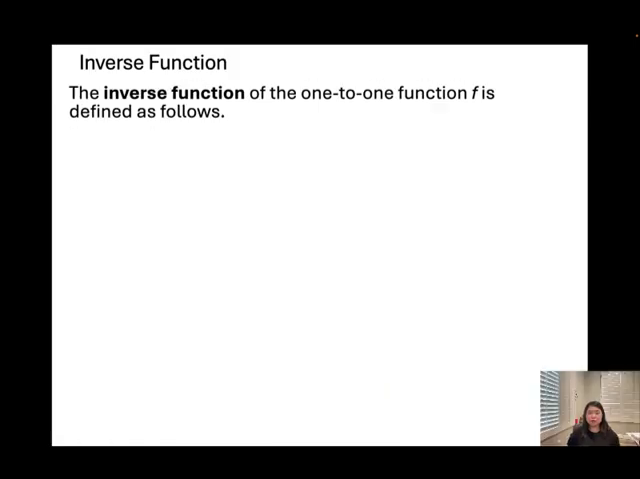Inverse function. The inverse function of a one-to-one function f is defined as follows. This is the definition. The f^-1 is the notation of the inverse function, saying that y and x belong to f^-1 when x and y belong to f. So we do have a function f here, and the coordinate is x, y. How can we find the inverse function? We could just switch the x and y, to become y and x. That would be the inverse function.